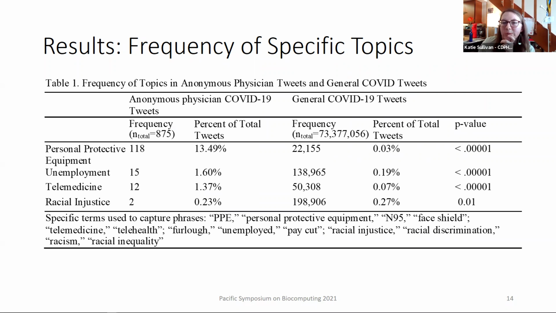So when we looked for the 4 specific topics of interest, so PPE, unemployment, telemedicine, and racial injustice, there were a higher percent of tweets that mentioned PPE with the least mention surrounding racial injustice within the physician tweets. Although all the percentages are quite small, that does kind of flip in the larger, more general COVID-19 data, and these are really small. But the highest percentage was seen for racial injustice and the lowest percentage was PPE.